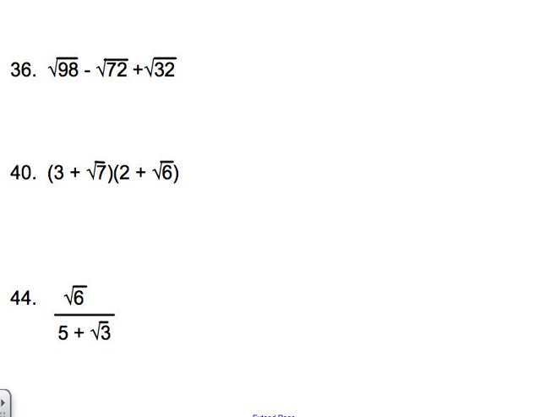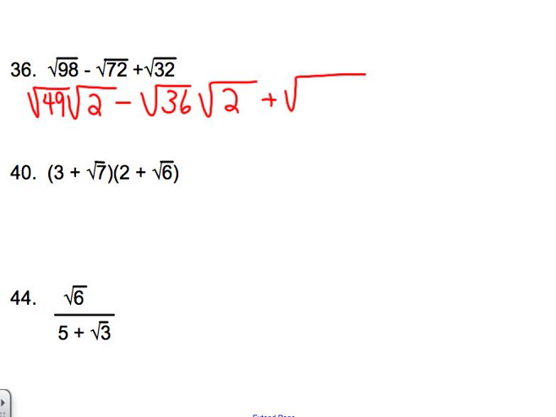The next problem I'm going to do is number 36. 36, we want to simplify by adding and subtracting radicals. The only way to do that is if the numbers underneath the radical are the same. These are all different, but they all have some perfect squares in them. With 98, the largest perfect square in 98 is 49 times 2 gives us 98. In 72, 36 is the largest perfect square. 36 times 2 gives us 72. The square root of 32, 16 times 2 gives us 32.